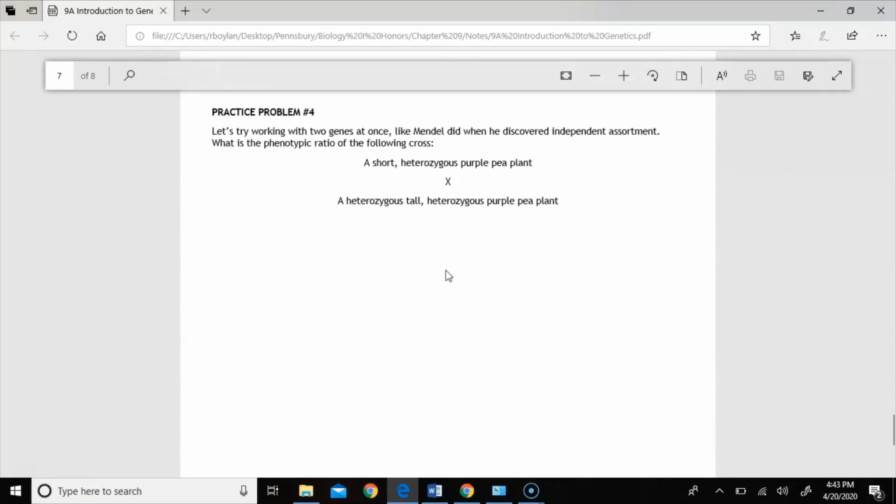Practice problem 4, oh boy. All right, this is a 2 gene cross, so this one will be FOILing, okay? And it's not going to be that 9:3:3:1 ratio because I'm switching it up on you. Here we have a short heterozygous purple pea plant. So short heterozygous purple, what would that look like? So put the letters here, there should be 4 of them, right? And then a heterozygous tall and a heterozygous purple pea plant. Okay, so think about what that would be. Heterozygous tall, heterozygous purple, times 4 letters over here.